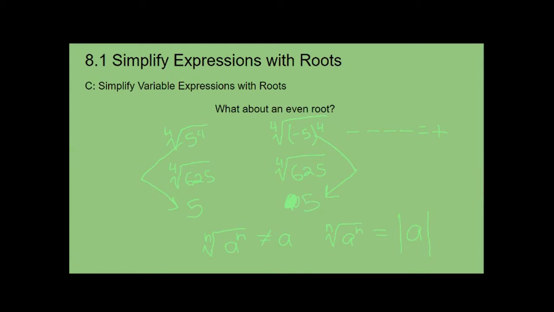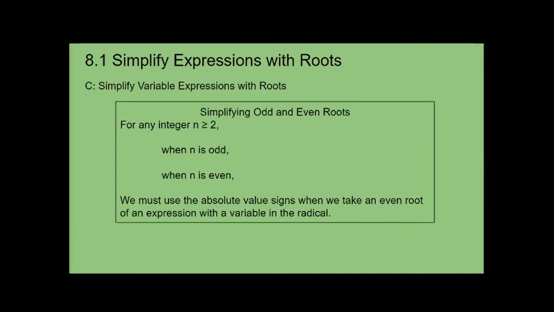So let's go ahead and put it more formally in a definition here. For any integer n greater than or equal to 2: when n is odd, the nth root of a to the n is equal to a. When n is even, the nth root of a to the n is equal to the absolute value of a.